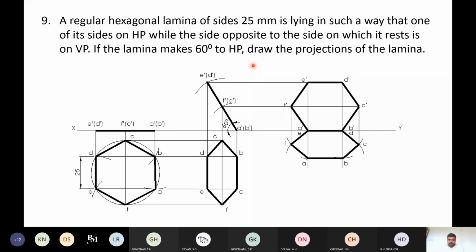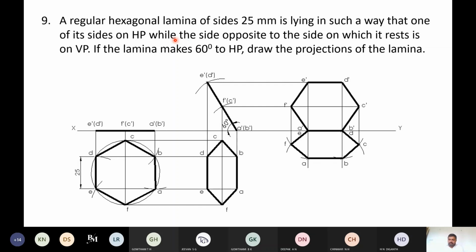In these two problems, the plane is touching both the planes. The lamina is touching both the planes. In this case, for the hexagonal lamina, one of the edges is on HP and the edge opposite to it is on VP. You can consider the example of a ladder. We are going to keep one end of the ladder on the floor. Another end will be on the wall. The wall is the vertical plane, the floor is the horizontal plane.